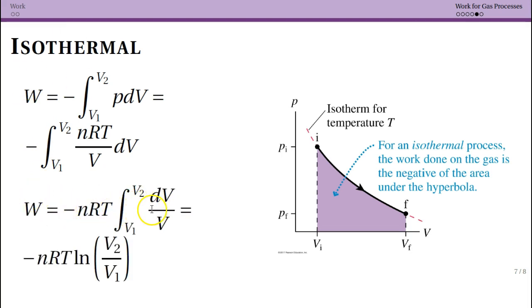So when we do the integral by pulling out the constants, we now have dV over V, which you should recognize as a natural log. The book goes through a few other steps in between and how you can actually rearrange this, but note that you then can actually write this as the natural log of V2 over V1. Your nRT hangs out in front, and then you still have your minus sign.